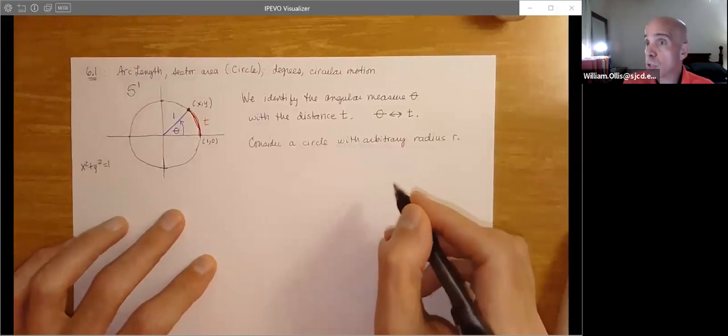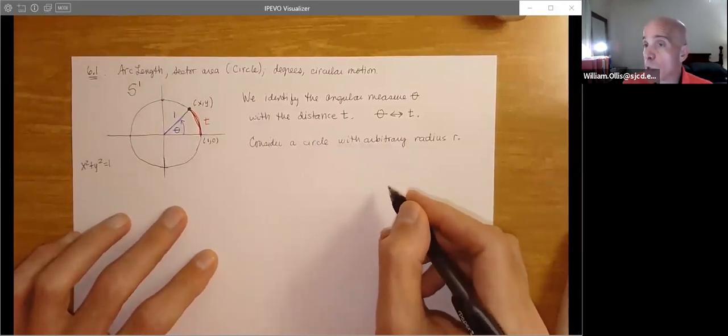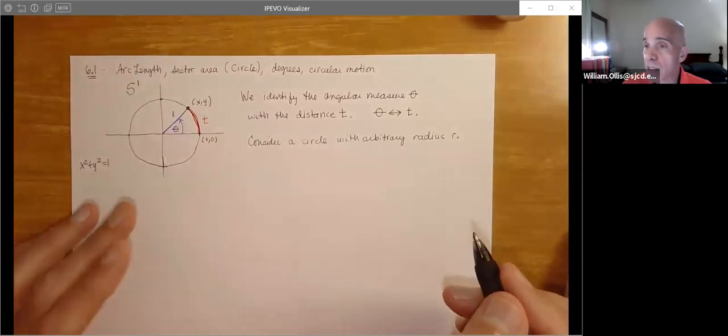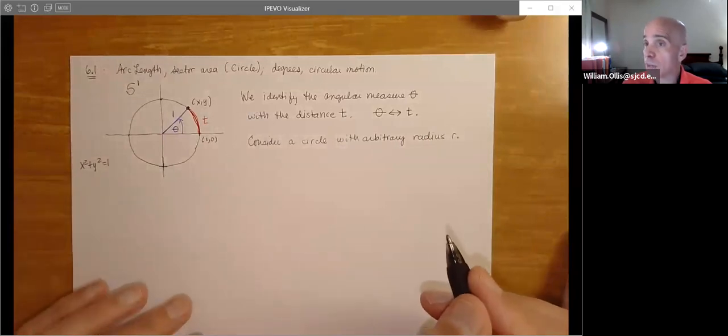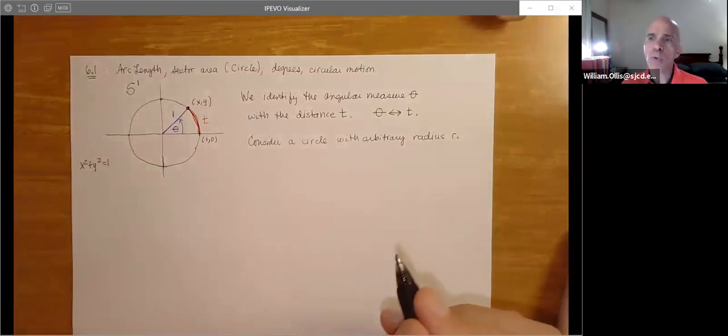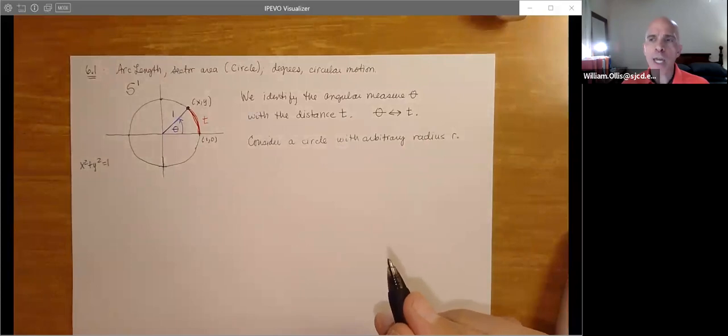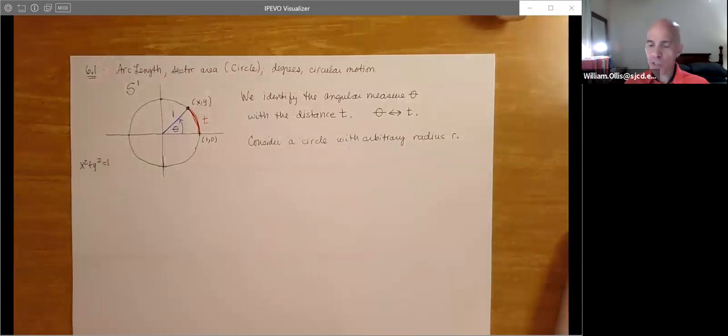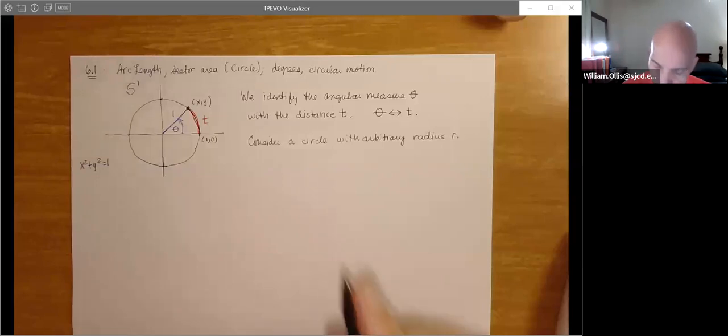Maybe the radius is 2. Maybe the radius is 1/2. Maybe the radius is 10, okay? Not the unit circle. So what we want to do is say, okay, if we change the radius, how is that going to impact the relationship or the identification that we have between theta and t? And it's very easy to do.